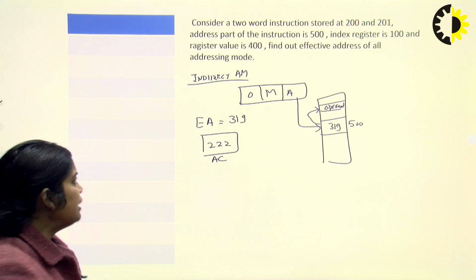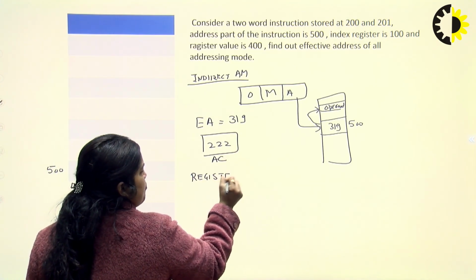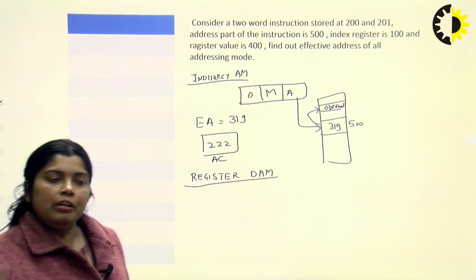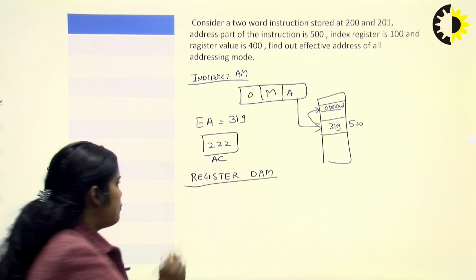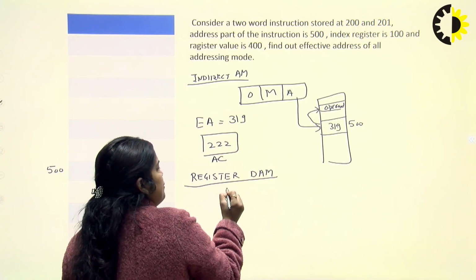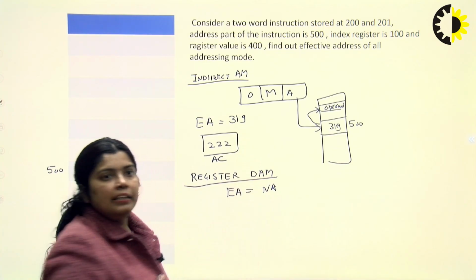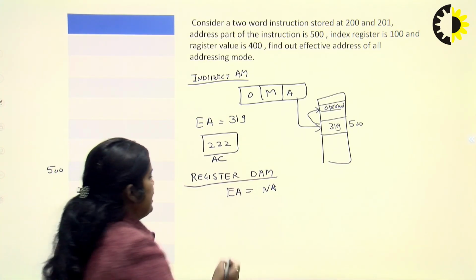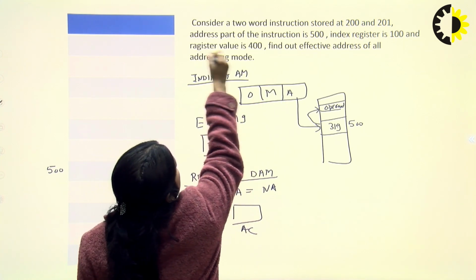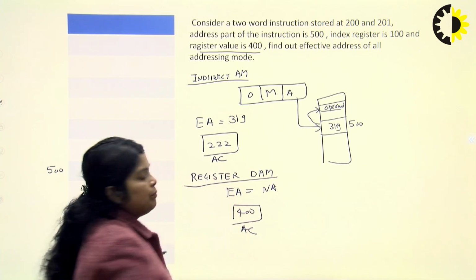Now, in the register direct addressing mode, the effective address is not applicable. The operand is stored as the register value, 400 is given. So here 400 will be there.